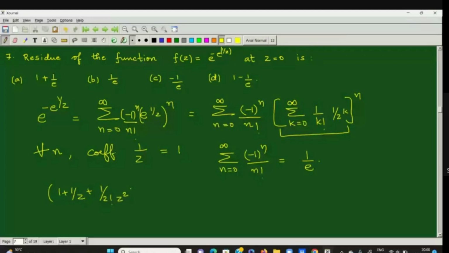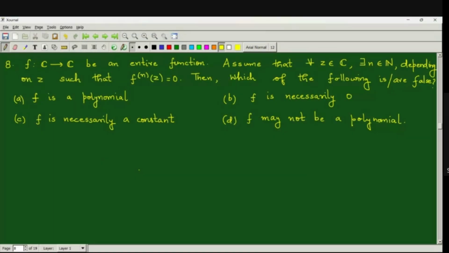So now we are going to start with an entire function. What is given is that for each point in the complex plane, there exists a natural number, which will of course depend on z, such that the nth derivative of f at the point z is going to be 0. Now, which of the following is or are false? So take your time, think on this question, then answer.